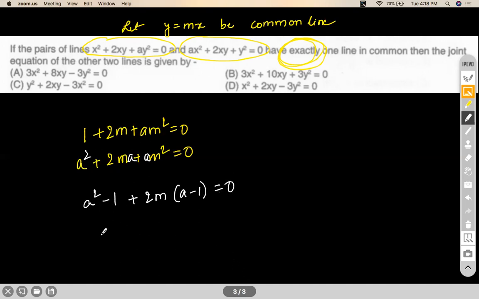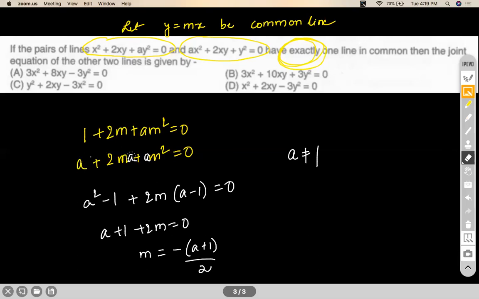Okay, now this leads to a plus 1 plus 2m is equal to 0, because a cannot be 1, right? Because if a is 1, this will no longer have this y square term in it. Okay. Now here, your m becomes negative of (a plus 1) by 2, right? Let me make this back to your original expression.